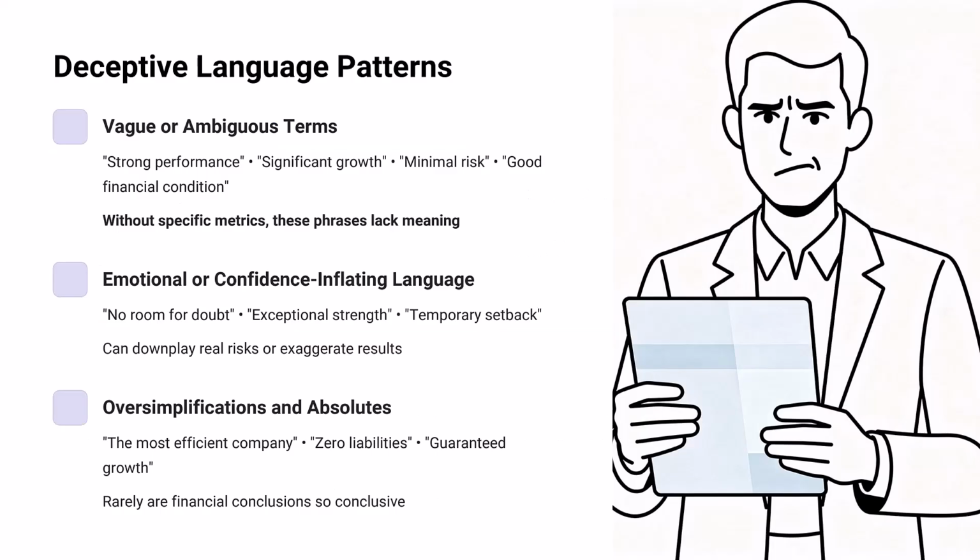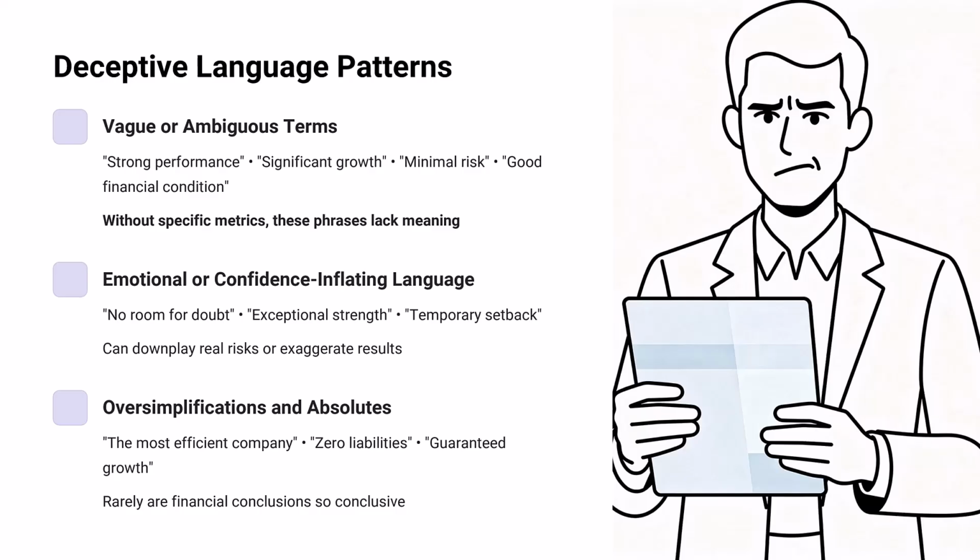Language can mislead just as easily as numbers. Vague or ambiguous terms like strong performance, significant growth, minimal risk, or good financial condition create misleading impressions without specific metrics. These phrases lack meaning. Emotional or confidence-inflating language like no room for doubt, exceptional strength, or temporary setback can downplay real risks or exaggerate results. And oversimplifications and absolutes such as the most efficient company, zero liabilities, guaranteed growth overlook the complexity inherent in accounting.